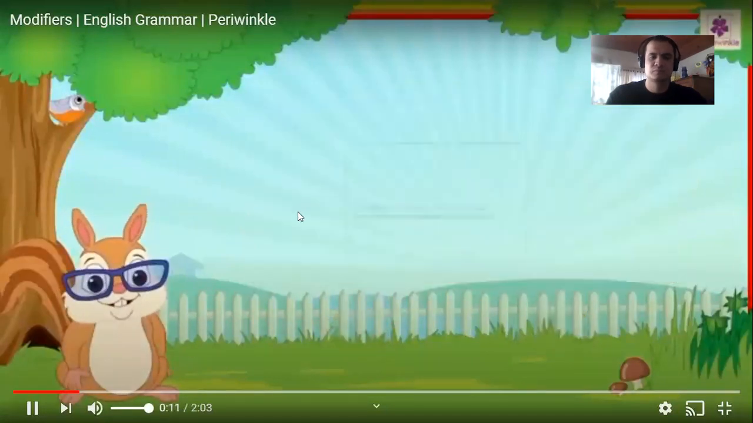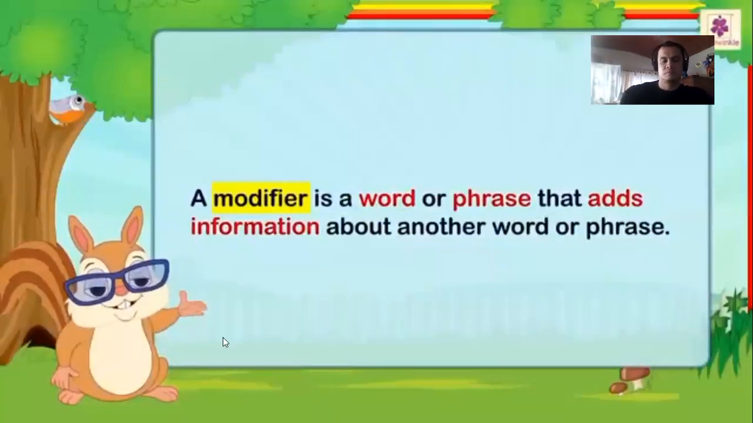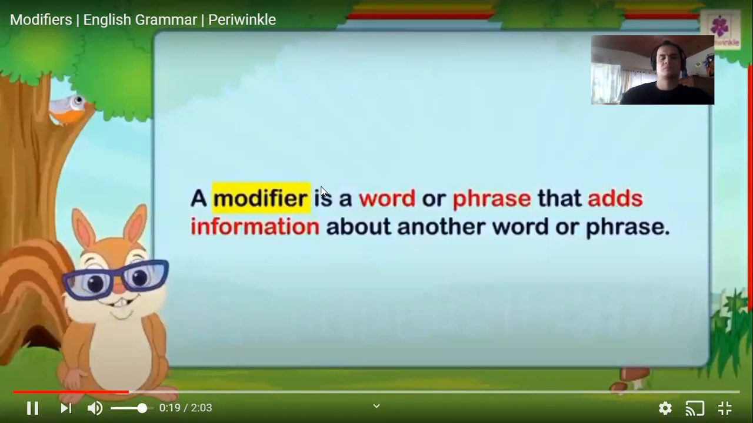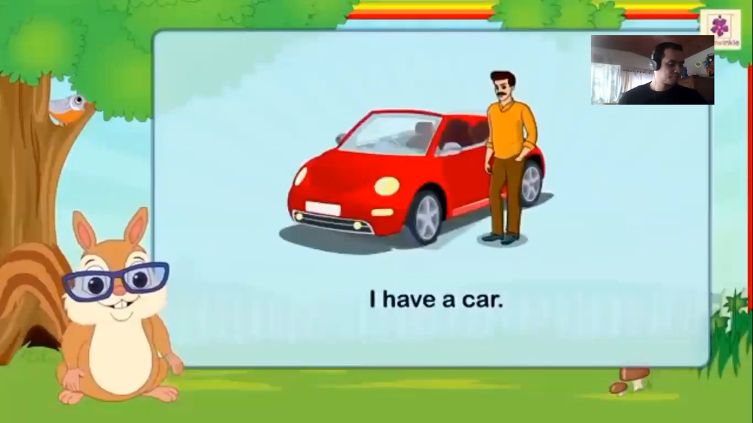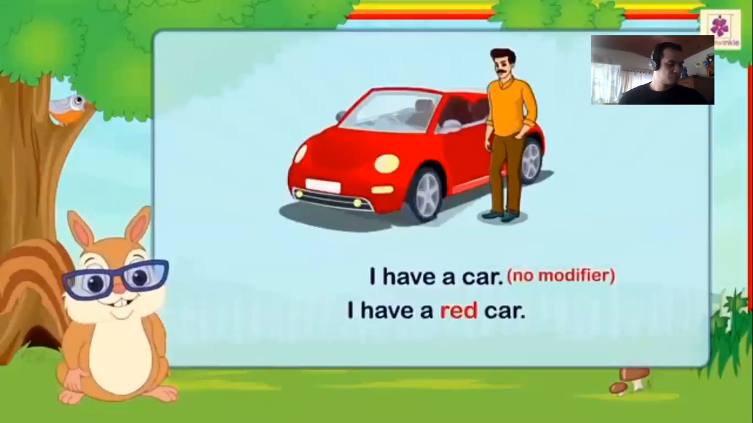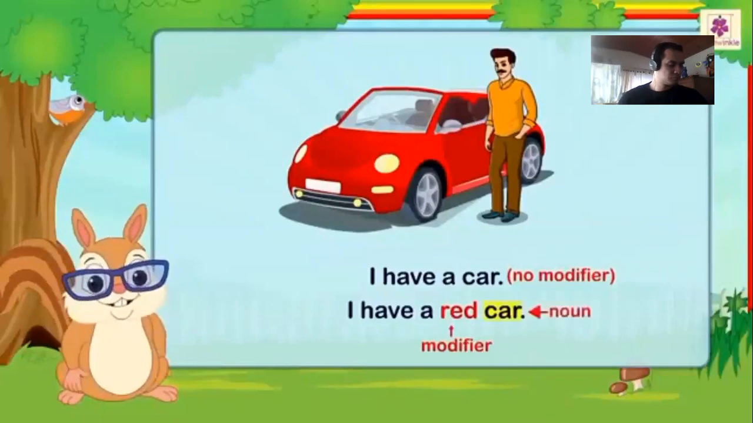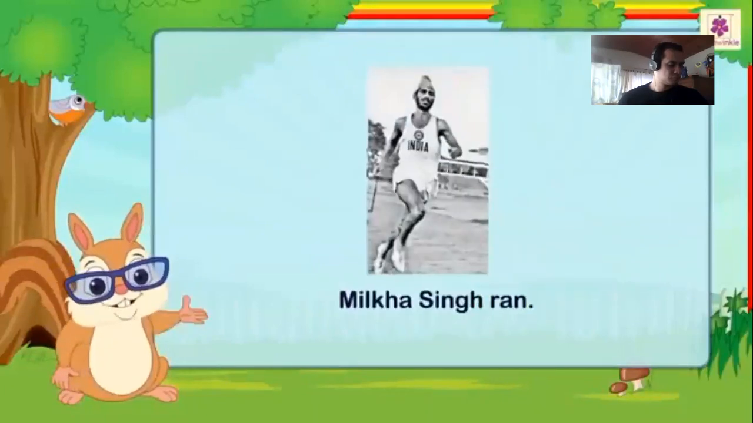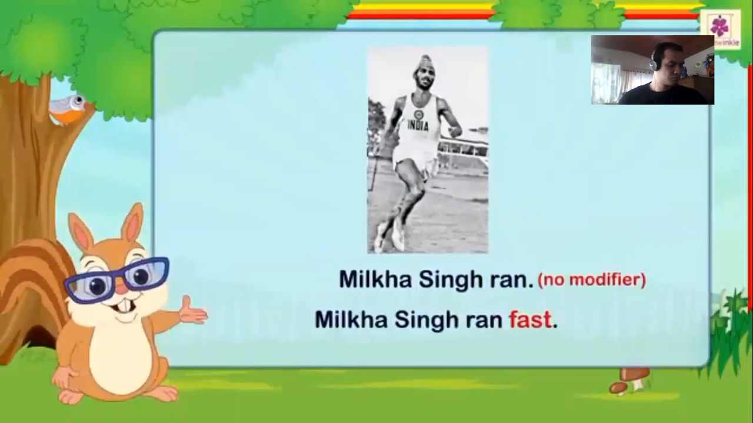Modifiers. A modifier is a word or phrase that adds information about another word or phrase. For example, I have a car. No modifier. I have a red car. Modifier: red is modifying the noun car. Milkha Singh ran. No modifier. Milkha Singh ran fast. Modifier: fast is modifying the verb ran.